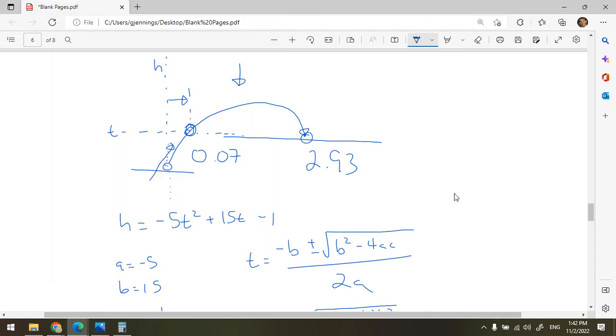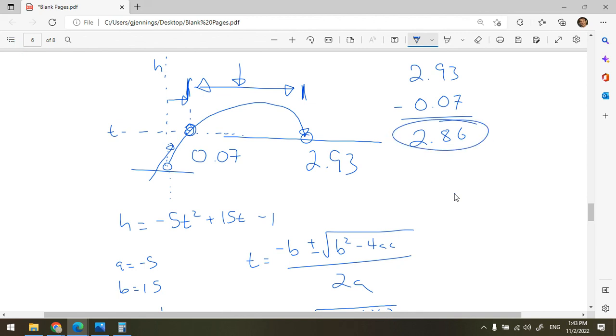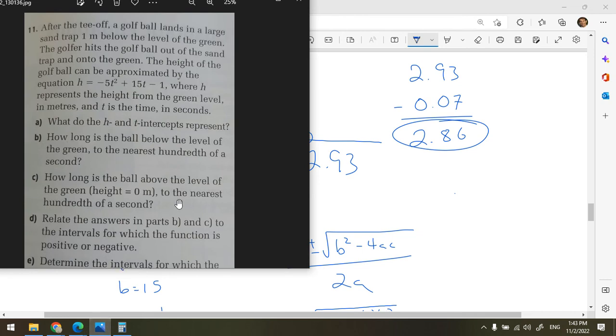Okay, well, we know that it's above the level of the green here and here, wherever its height is positive. So we want to know how long is it above the green? Well, it's between 0.07 seconds and 2.93 seconds that it's above the level of the green. So we just use subtraction here to find that for 2.86 seconds, it's above the level of the green. So that's how you would resolve that type of question. Again, it comes back to your ability to analyze a quadratic and find how long it is positive for. What's the value of t where it has a positive height.